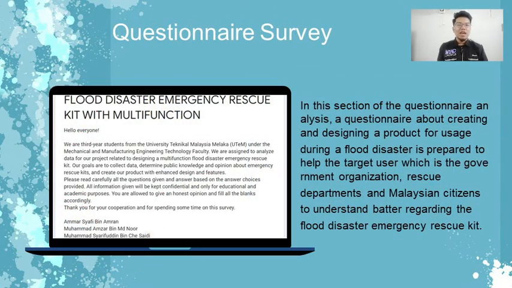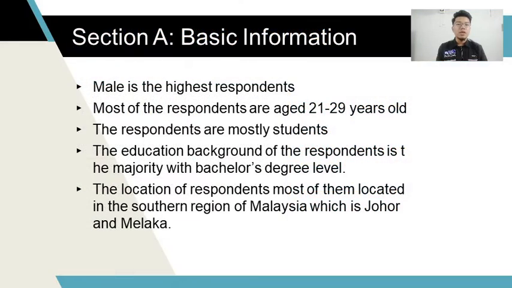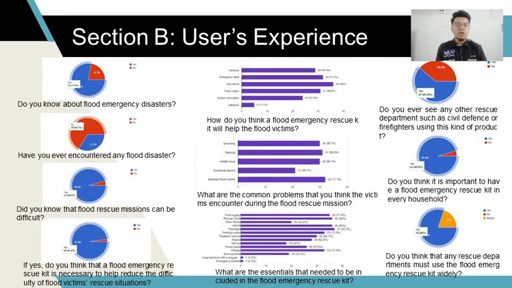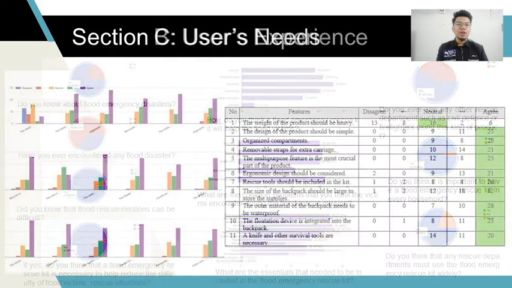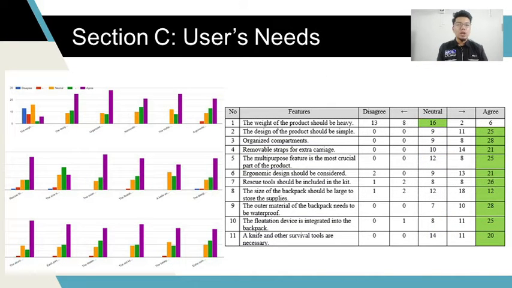Questionnaire survey. The questionnaire is created using Microsoft Word then converted into a Google Form so that it can be easily distributed to the target user through online platforms such as WhatsApp, social media and so on. This questionnaire contains 3 sections of questions. This includes Section A to know about respondents' basic information, Section B for asking their opinions regarding flood disaster and emergency rescue kit assistance, knowledge and experience, and Section C for user needs in terms of design and features.